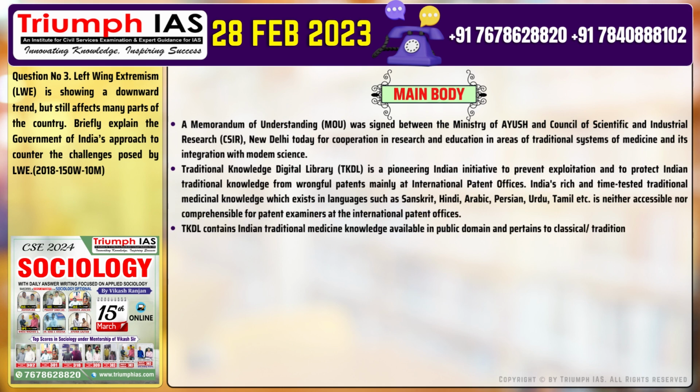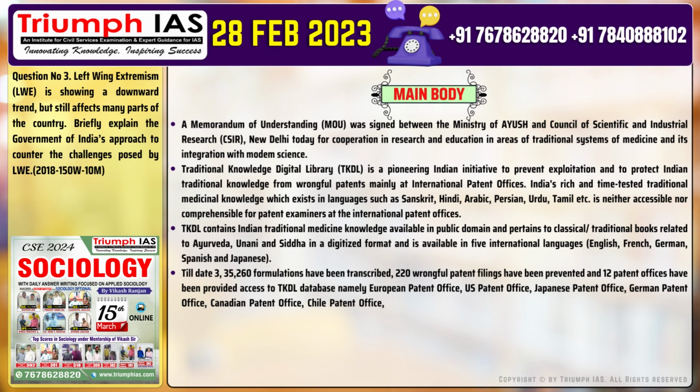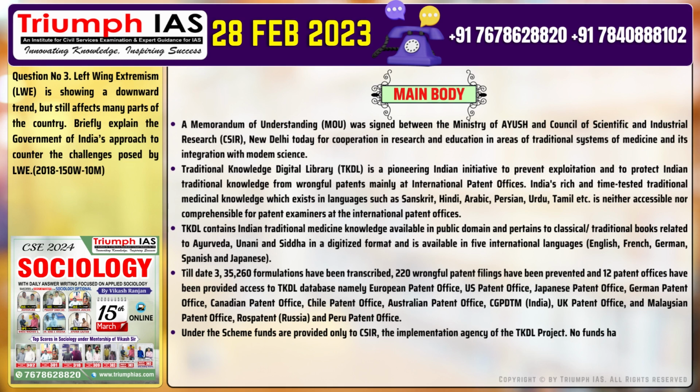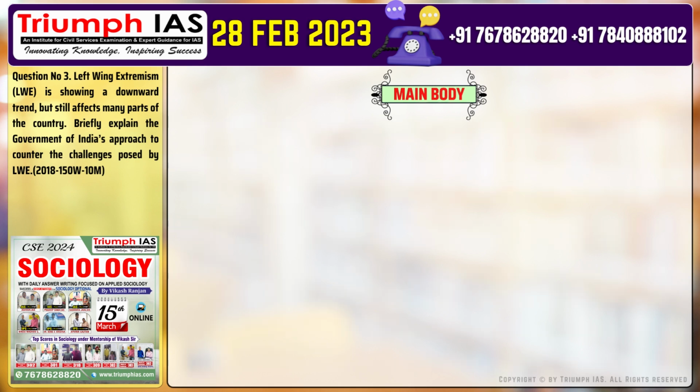Number 2. Traditional Knowledge Digital Library is a pioneering Indian initiative to prevent exploitation and to protect Indian traditional knowledge from wrongful patents mainly at international patent offices. India's rich and time-tested traditional medicinal knowledge which exists in languages such as Sanskrit, Hindi, Arabic, Persian, Urdu, Tamil, etc. is neither accessible nor comprehensible for patent examiners at the international patent offices. Number 3. TKDL contains Indian traditional medicine knowledge available in public domain and pertains to classical traditional books related to Ayurveda, Unani and Siddha in a digitized format and is available in 5 international languages.